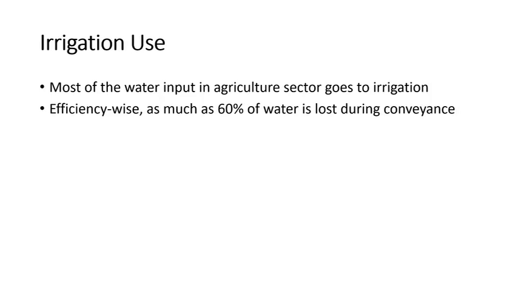Now, in terms of irrigation use, note that the agricultural sector's use of water mostly goes to irrigation, and you're so inefficient when it comes to conveying water. We're losing 60% of our water in irrigation during the conveyance of the irrigation water. Okay, so 60% loss.